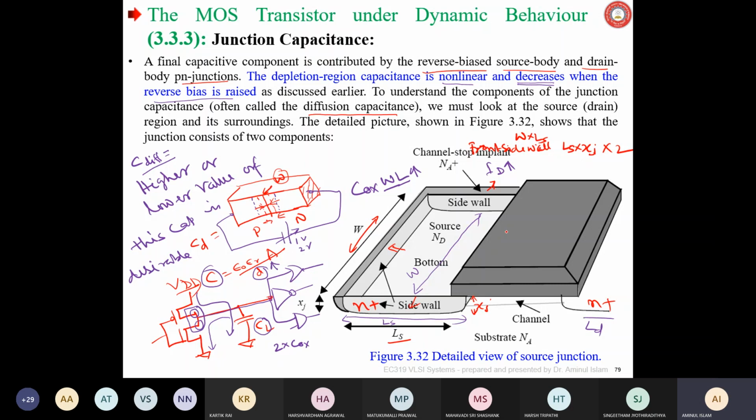And the total area we have now come to know. No, still it is not done. The left side wall is going to be W into xj. Yes or no? W into xj or not? Yes, sir. So altogether we have got all the areas known to us, then we can find out the capacitance value.